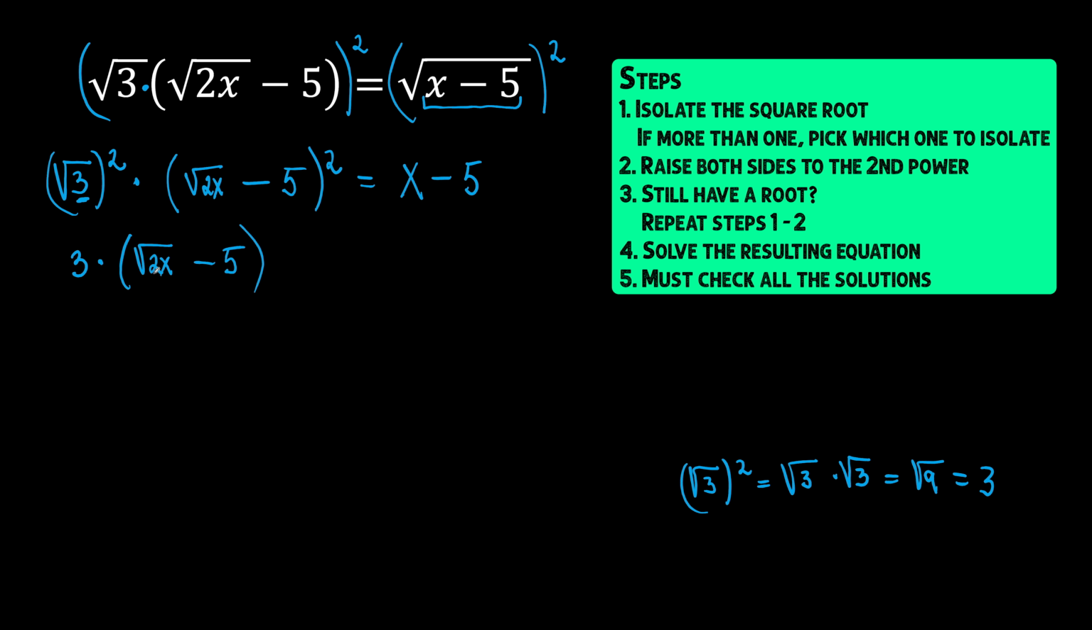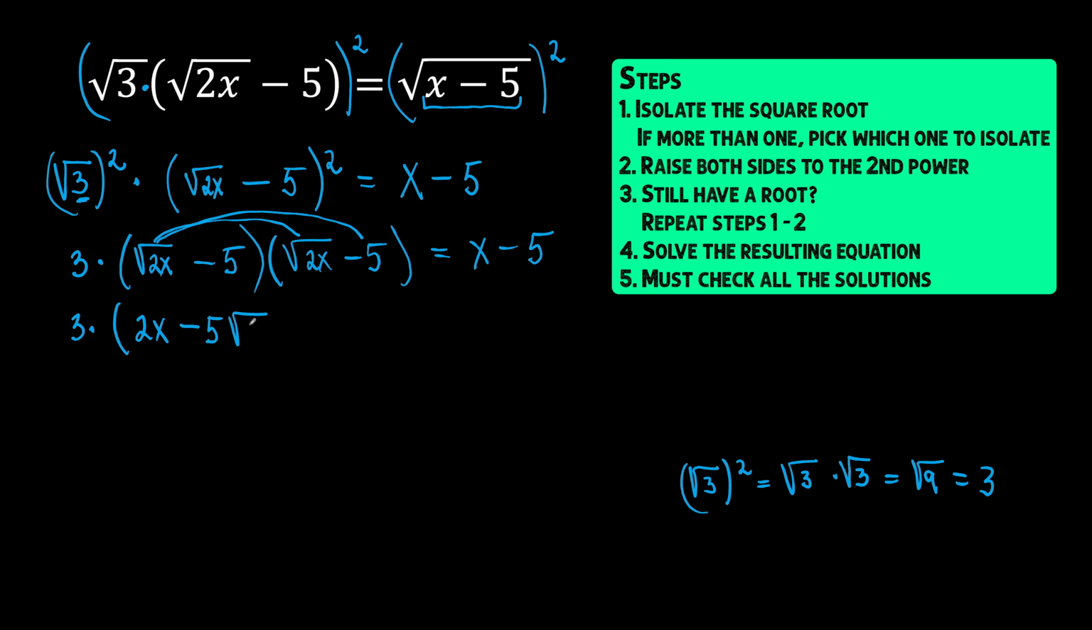Very good. So square root of 2x minus 5 times square root of 2x minus 5 equals x minus 5. You have to be careful at each step, because once you make a mistake, it will be hard to find it. So do things slowly. So 3 times square root of 2x times square root of 2x will be 2x. Square root of 2x times negative 5 will be negative 5 square root of 2x. Negative 5 times square root of 2x will be negative 5 square root of 2x. And negative 5 times negative 5 will be positive 25.